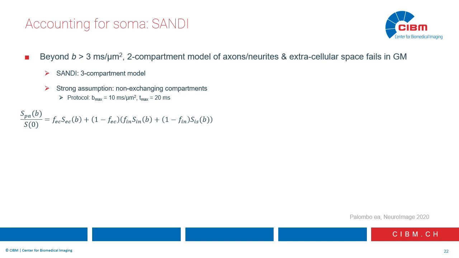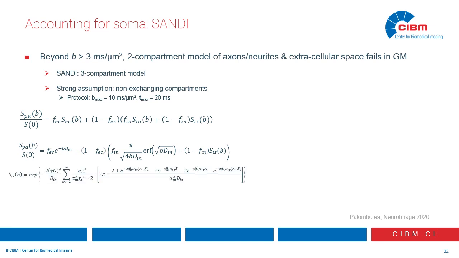And so this is your 3-compartment signal equation where the extracellular attenuation is assumed to be monoexponential with a diffusion coefficient, extracellular diffusivity, D_EC. The attenuation inside the neurites is also given by the Callaghan formula of sticks because we're assuming no exchange. And then the intrasoma attenuation is given by the Neuman formula for impermeable spheres.